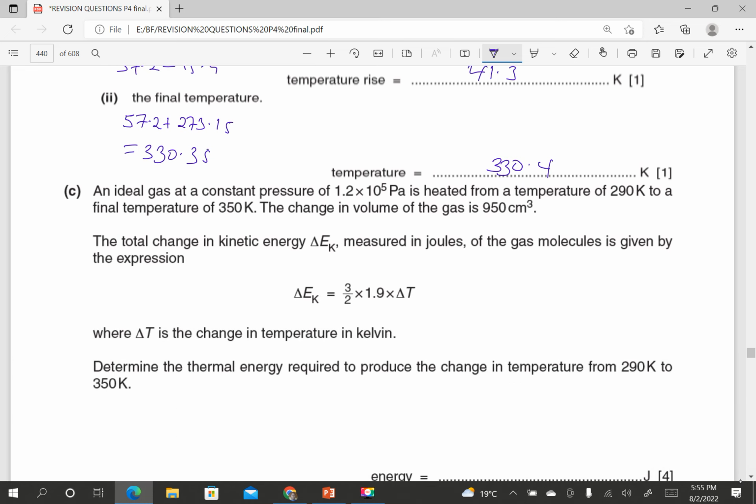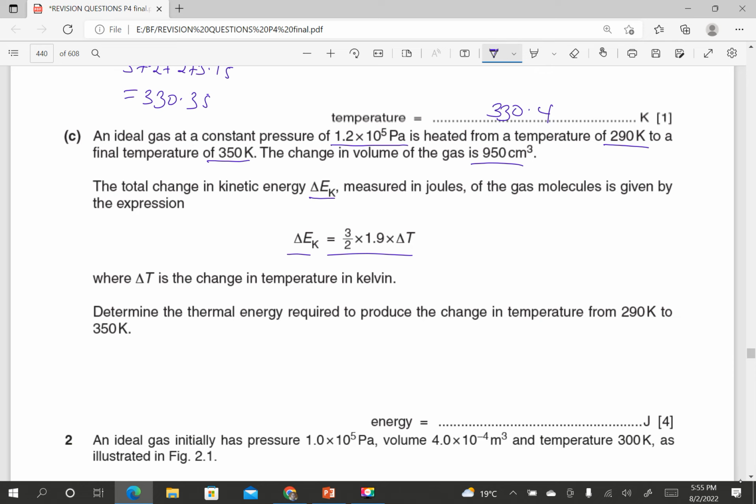An ideal gas at a constant pressure of this is heated from a temperature of 290 to a temperature of 350. The change in volume of the gas is given as that. So that is the change in volume. The total change in kinetic energy measured in joules of the gas is given by this expression. Determine the thermal energy required to produce the change in temperature from 290 Kelvin to 350 Kelvin.